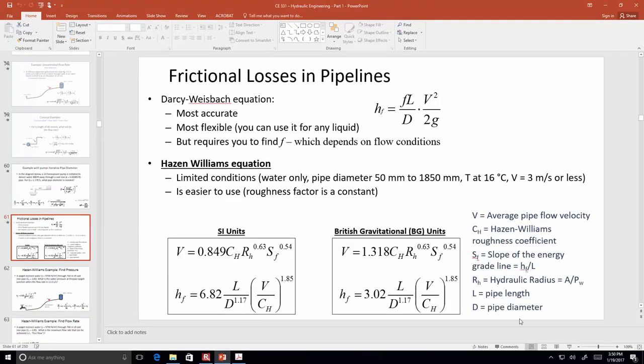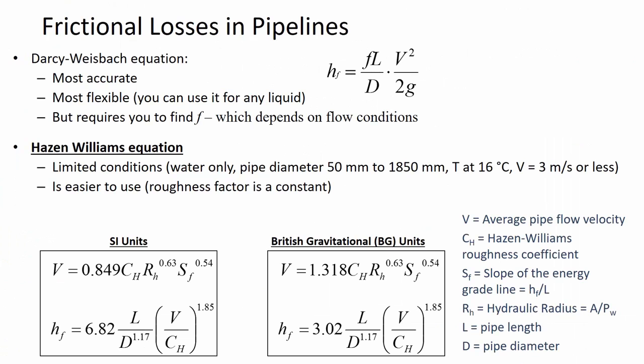The Hazen-Williams equation is limited to pipe diameters from 50 millimeters to 1850 millimeters, and it's for a specific temperature. Technically, it's only calibrated for water at 16 degrees Celsius, and the velocity flowing through the pipe should be less than 3 meters per second. And so that's a pretty specific thing. As you get further away from 16 degrees Celsius, that introduces error.